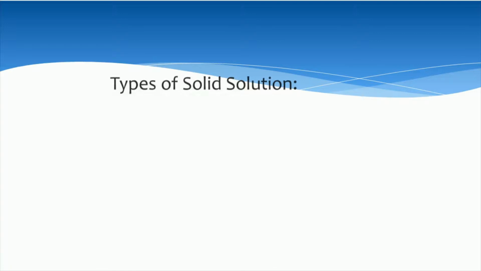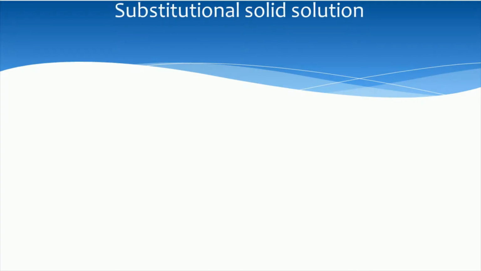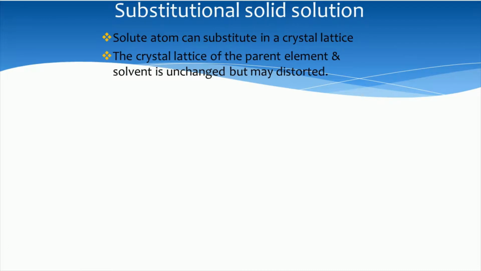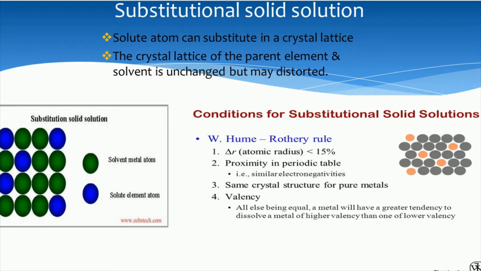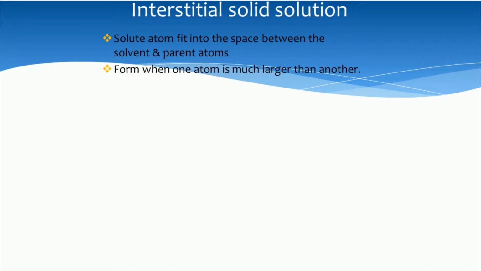There are two types of solid solution, which are substitutional solid solution and interstitial solid solution. For substitutional solid solution, solute atoms can substitute in a crystal lattice. The crystal lattice of the parent element or solvent is unchanged but may distort. For interstitial solid solution, solute atoms fit into the space between the solvent or parent atoms. It can form when one atom is much larger than another. Atoms that can form interstitial solid solution due to their small size are hydrogen, carbon, nitrogen, and oxygen.